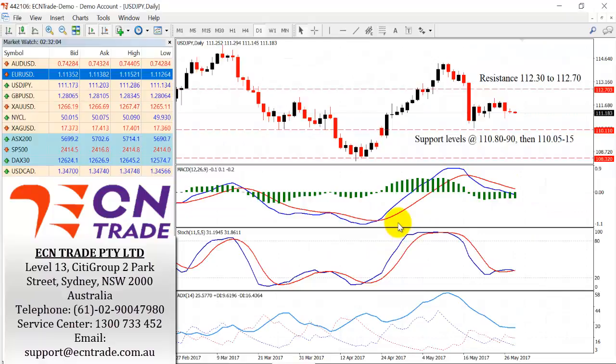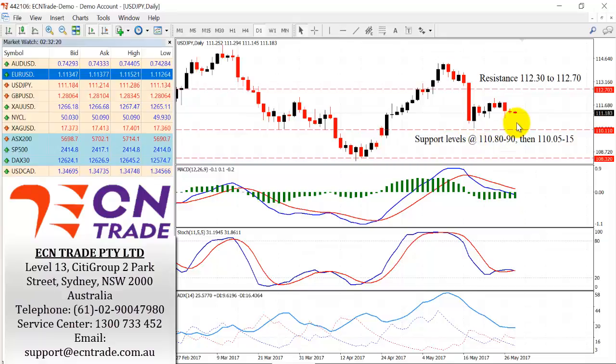Dollar yen still surprisingly holds to a weaker stance, even though the US dollar is a little bit firmer. At the moment, I'm still expecting to see strong demand beneath that 110.80 level, with the foundations holding around 110.05.15.